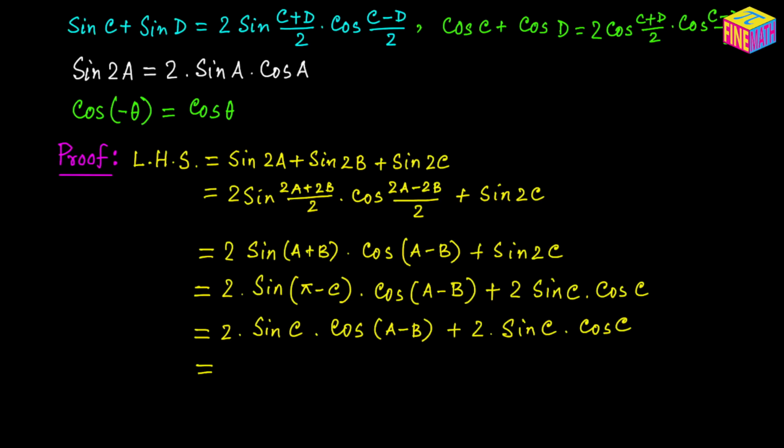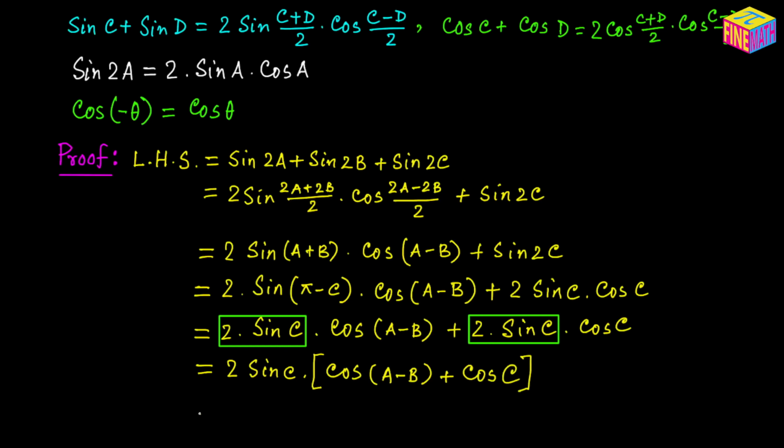That is a common factor here. So we are going to take the common factor out. So we can say this is 2 times sine of c times, I'm going to use a third bracket, and there we have cosine of a minus b plus cosine of c. Now 2 times sine of c is going to stay as is, and now we are going to convert the sum within the bracket into the product form.